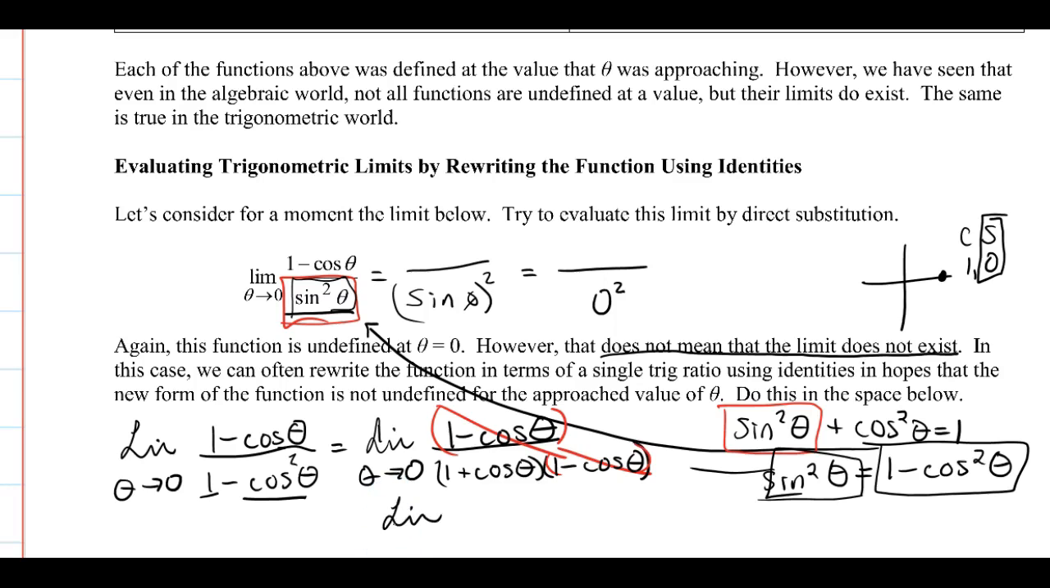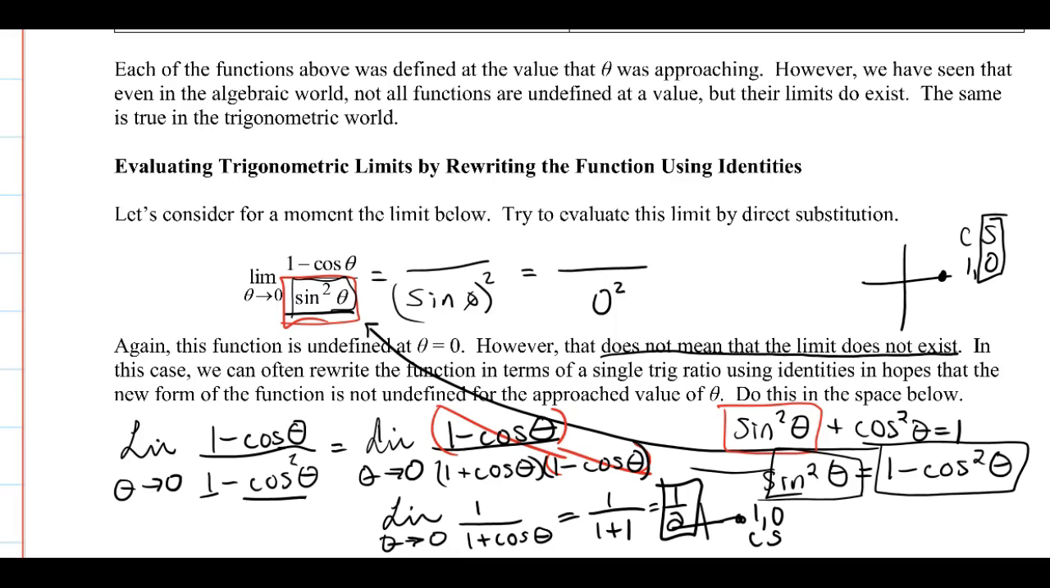This gives me a limit as theta approaches 0 of 1 over 1 plus cosine theta. So now I can try this direct substitution. Cosine of 0 is 1, so I get 1 over 1 plus 1 equals 1/2. And this is now my answer.